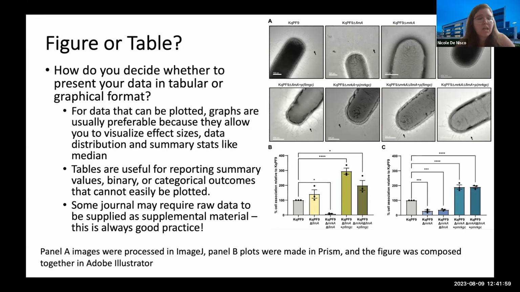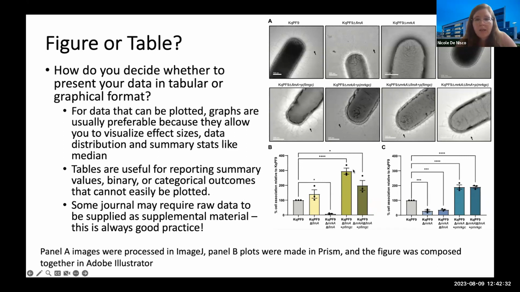And then some journals may require raw data to be supplied as supplemental material. And so this is always good practice. And so if they do require that, obviously you'll have to do it. And if there's a way to provide raw data, I always like to, especially certain types of data like sequencing data and stuff like that. But again, it's just making sure that everything is open and that people can reproduce your findings.